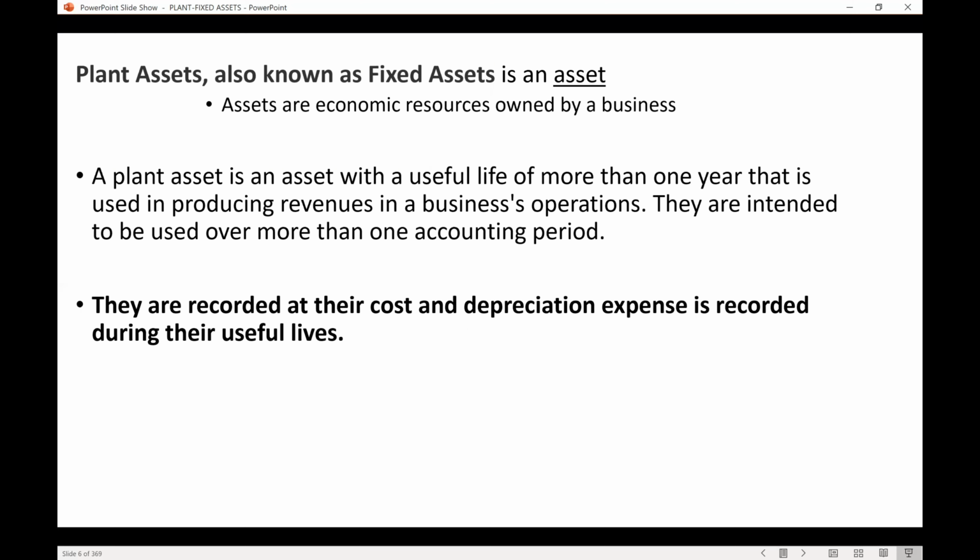More than 1 year useful life, right? Used in producing revenue. But this time, we're looking at this last sentence. They're recorded at their cost, and depreciation expense is recorded during their useful life. Let's dissect the first part. They are recorded at their cost.